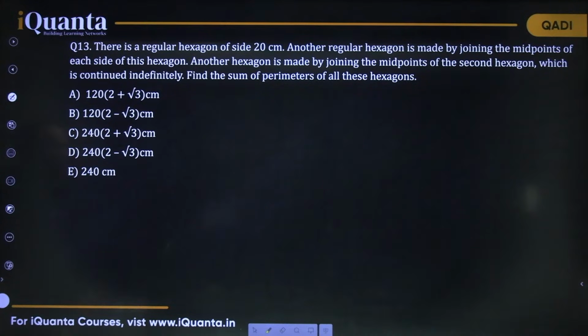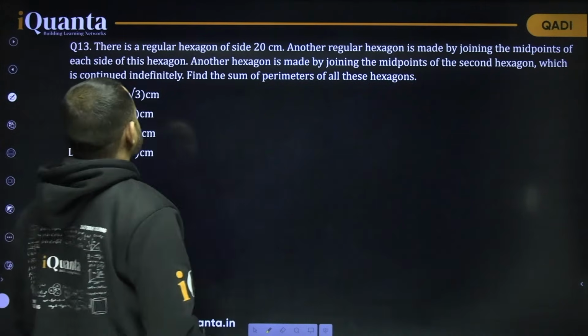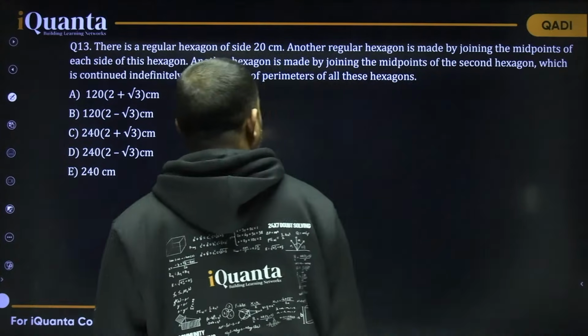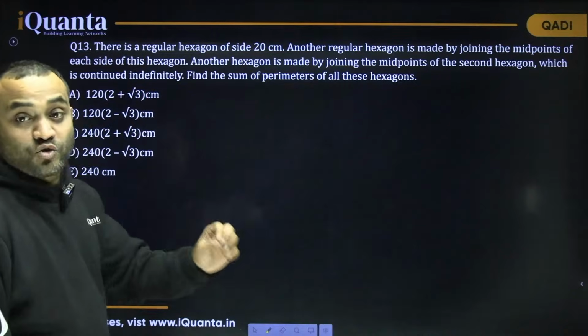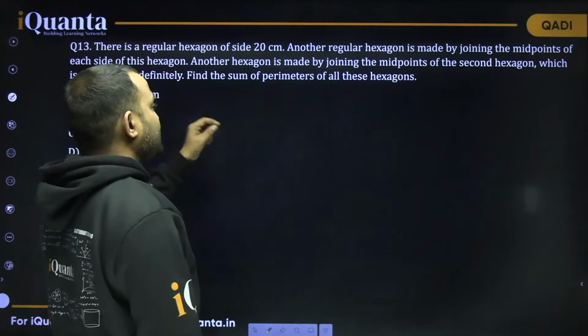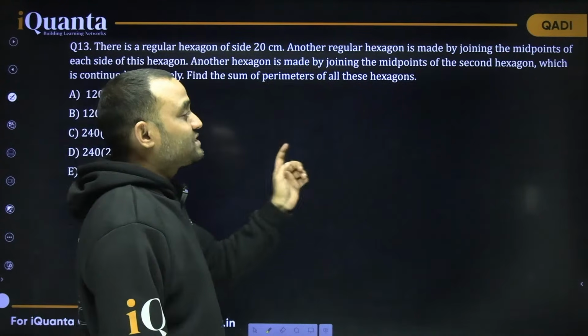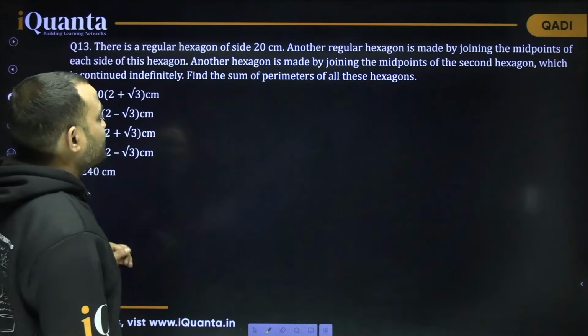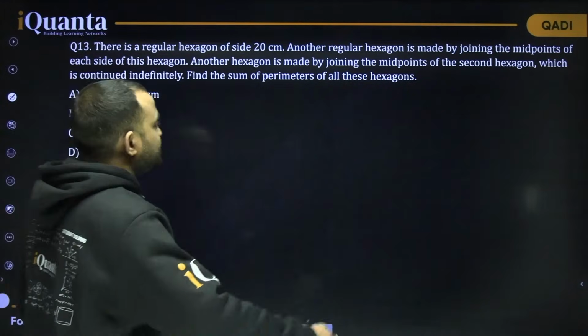Option C, yes, that is correct. There is a regular hexagon of side 20 centimeter. Another regular hexagon is made by joining the midpoints of each side of this hexagon. Another hexagon is made by joining the midpoints of the second hexagon, which is continued indefinitely. Find the sum of the perimeters of all of these hexagons.